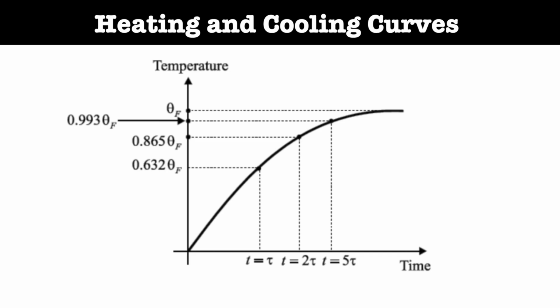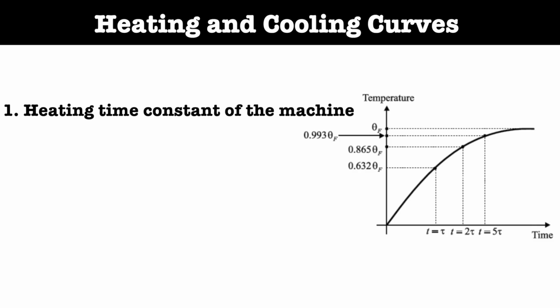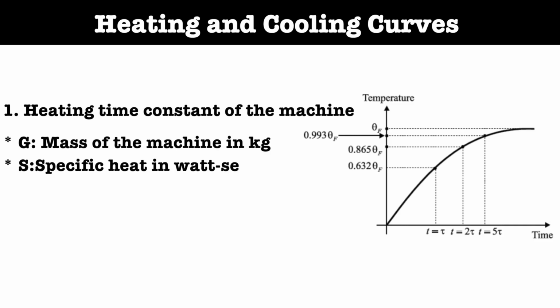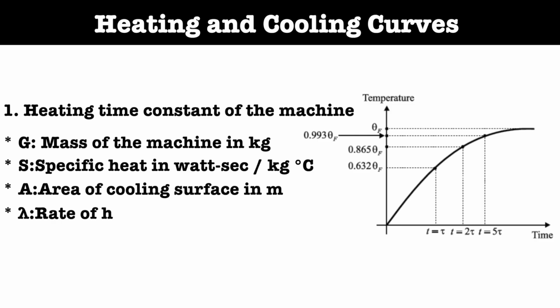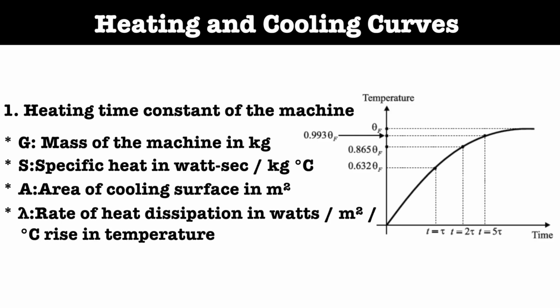Here theta is the rise in temperature above the ambient temperature in degree centigrade, and the final temperature rise with continuous load in degree centigrade is theta f. Here the heating time constant is denoted by tau, given as Gs divided by A into lambda, and T is the time period. Here G represents the mass of the machine, S is the specific heat, A is the area of cooling surface, and lambda is the rate of heat dissipation.